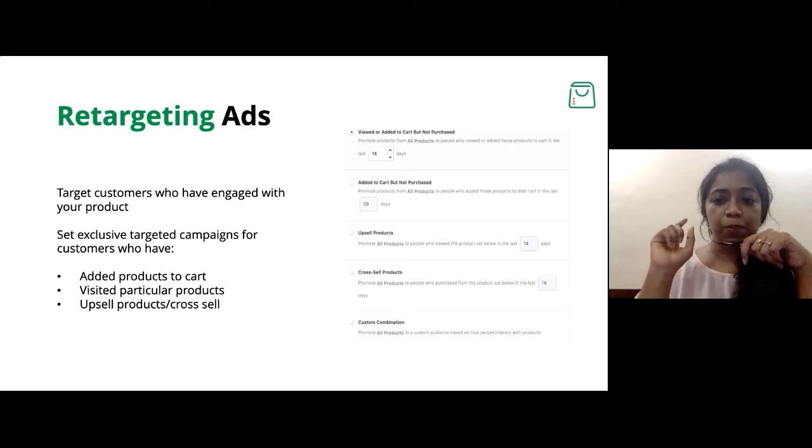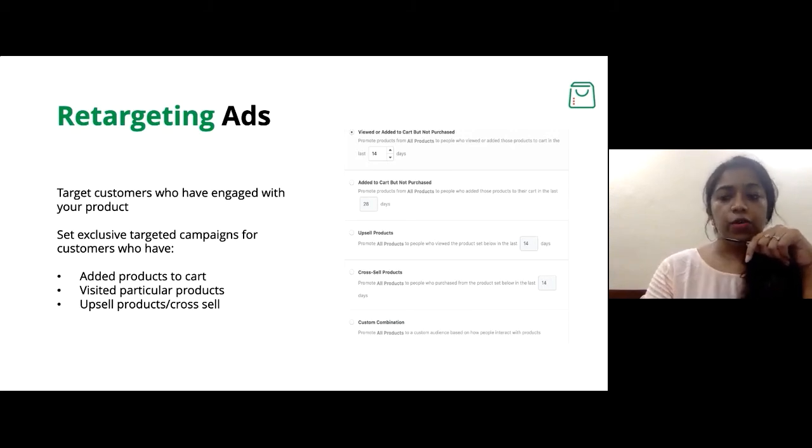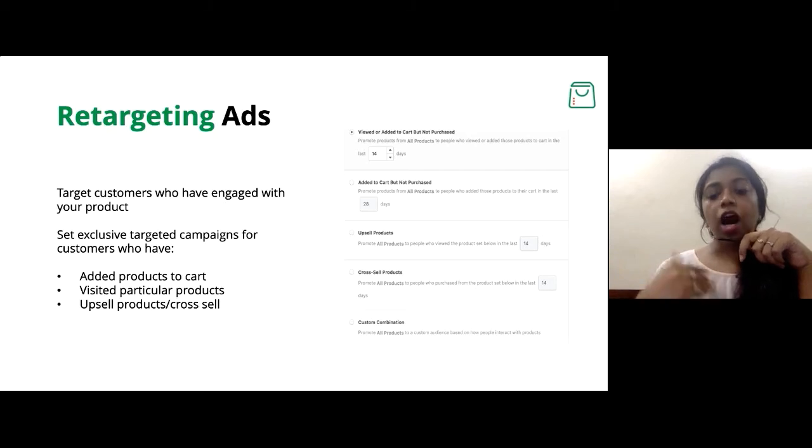So you can set a specific criteria based on people who have abandoned their cart. You can also set it based on, like, in the last 14 days, in the last 24 days. So based on how long your purchase cycle is, you can keep targeting those people. And next is added to the cart, not purchased. And you can also upsell products.